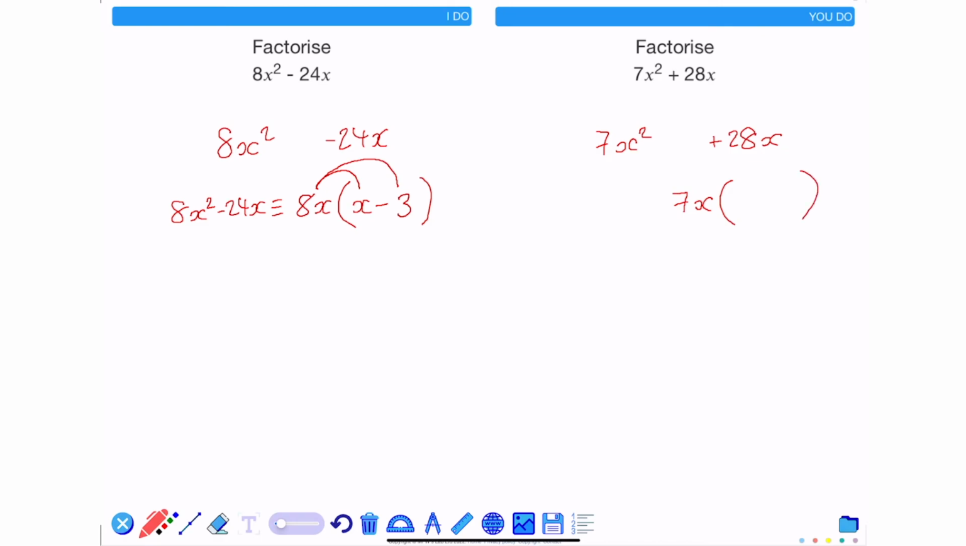And as we did on the left hand side, when I expand it, I expect to get 7x squared plus 28x. So 7x times x is 7x squared, and 7x times positive 4 will give me 28x. I've now factorised the original expression by taking out the highest common factor of 7x squared and 28x, which was 7x. So my final answer is 7x lots of x plus 4.